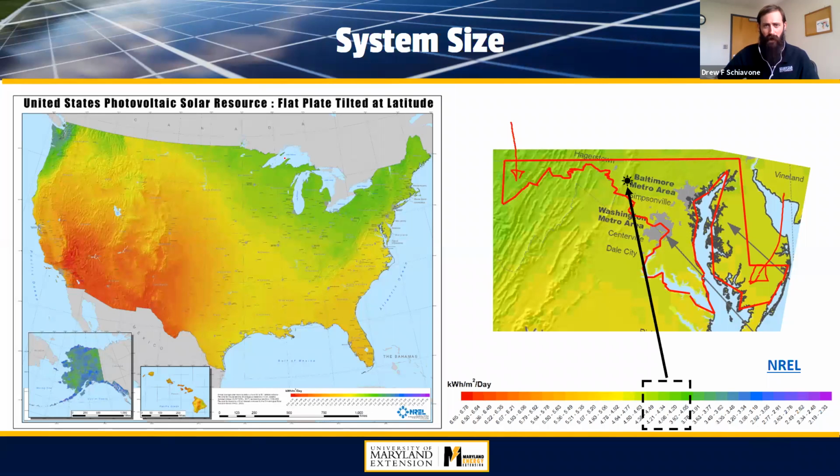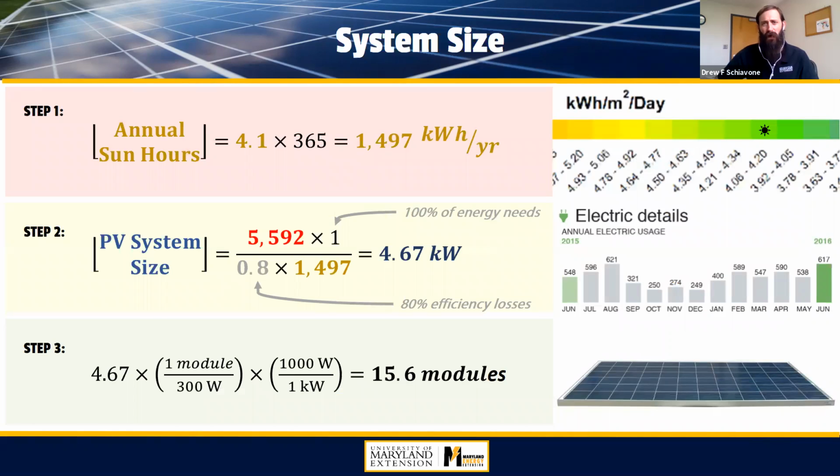Based on this map, I can see what the total sun hours are, and in this case, it's in that greenish region. I've blown that up here, and I've indicated that with a star on this scale. This is just a closer look at that, but it's about 4.1 kilowatt hours per meter squared. So that's the solar resource that I'm going to use for this example.